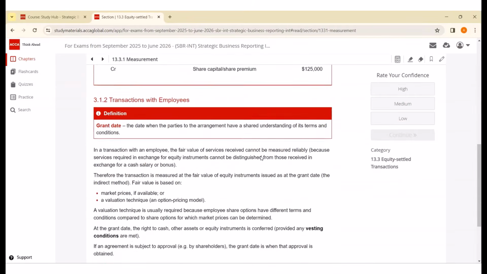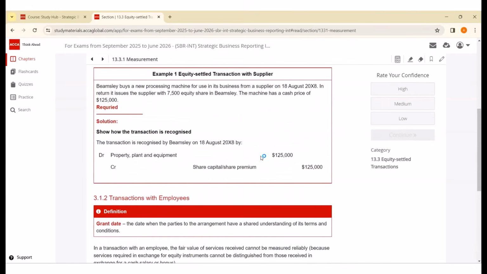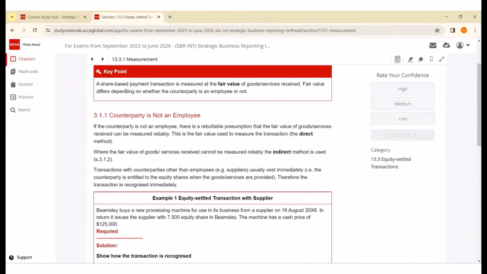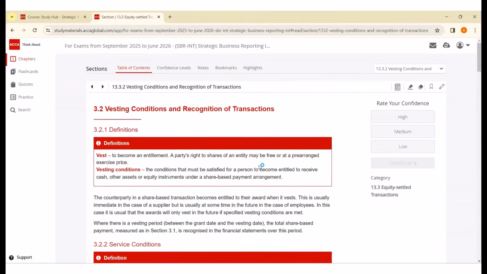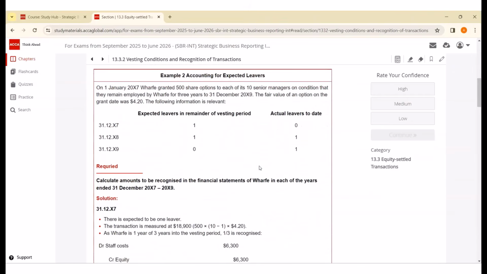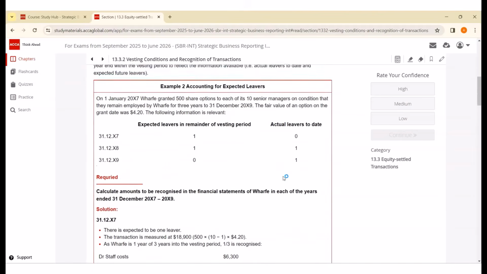So I'll try to cover a short question with you over here. Initially, the definitions like grant date and the measurement criteria with respect to even vesting conditions is mentioned. Then when we move to the next tab, we have the details of vesting conditions and a very good question available over here. Remember, this question is for equity settled share-based payment transactions.